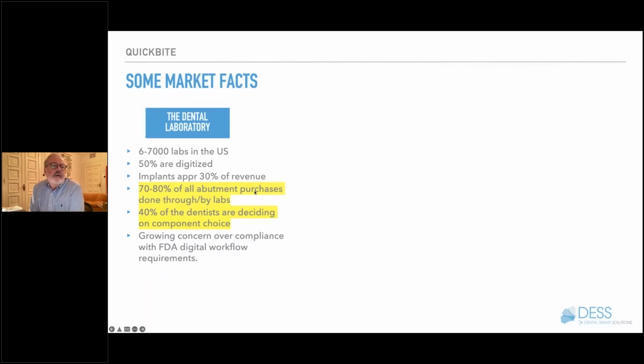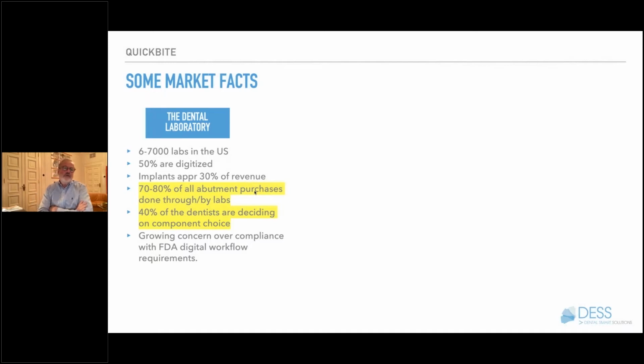First of all, if you look at the dental laboratory market, there are about 6,000 to 7,000 labs in the US, and actually about 50% of them are digitized in one way or the other. 30% of the income or the revenue in a laboratory is today coming from implant treatments. So it's a pretty significant source of income for the laboratories.